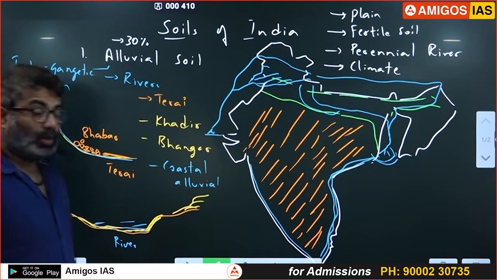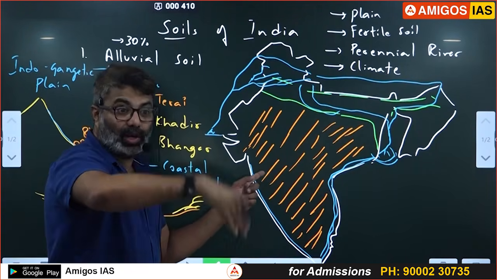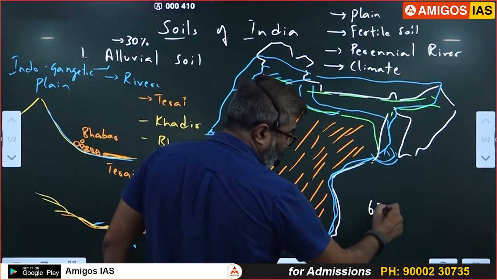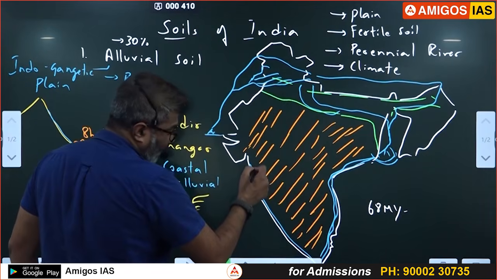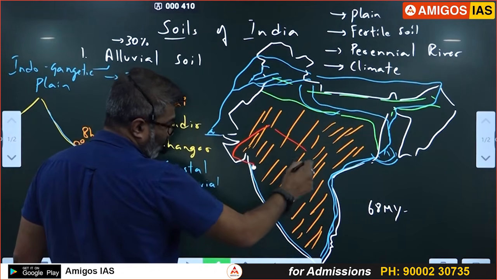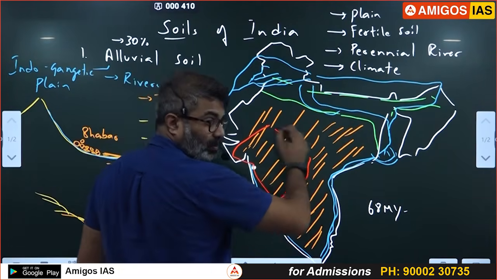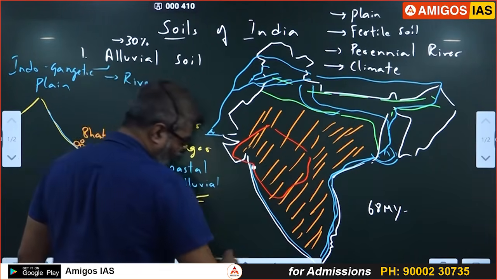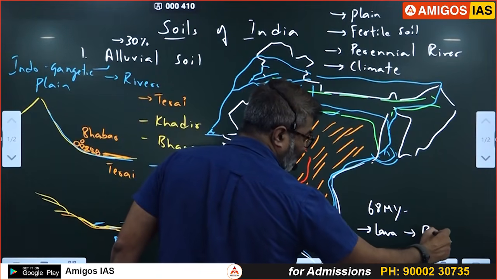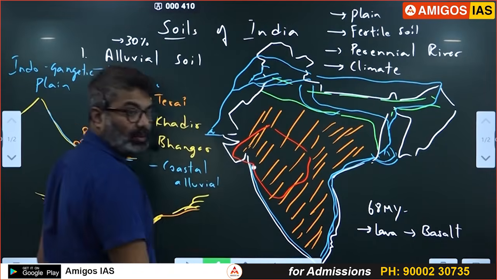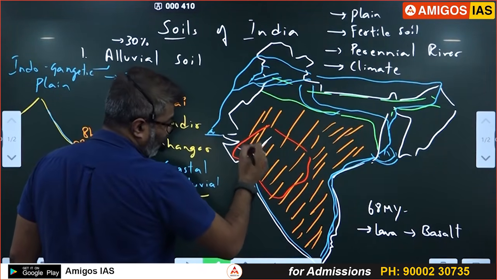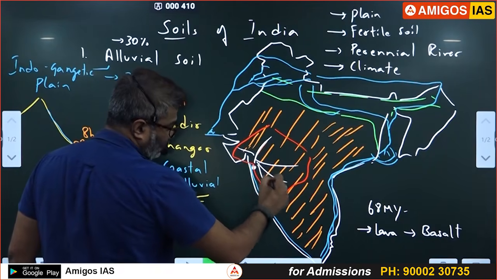On this red soil, there was volcanic activity. Remember, I told you 68 million years ago, what happened? There was a volcanic activity in present day Maharashtra. So a large amount of lava started flowing out in all these directions, covering 5 lakh square kilometers. The lava cooled and solidified to form basalt rocks. Here, all this region has what type of rock? Basalt.